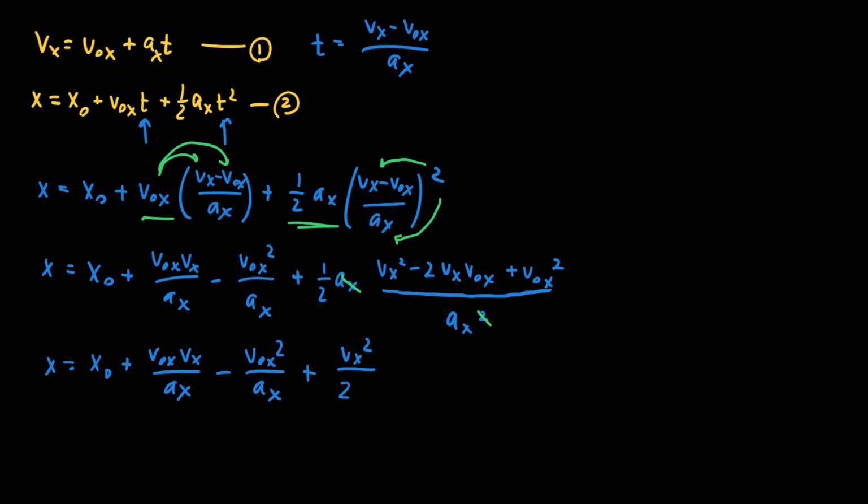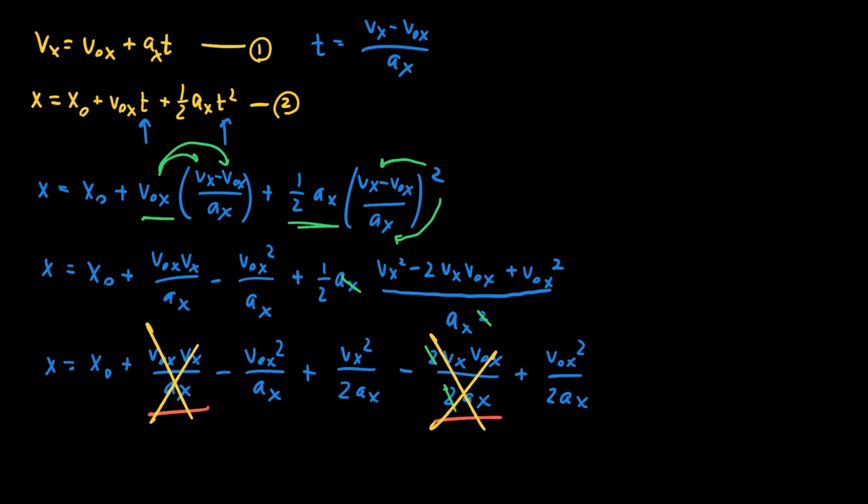Vx squared over 2ax is the first term. Then the next one will be minus 2vx v naught x over 2ax. And the last term will be plus v naught x squared over 2ax. And now we should see that there are a few things that will cancel. First, we notice these 2's will cancel with one another, and that with that I have a plus and minus version of that term here and here. And so for that reason, both of those two terms will go away.